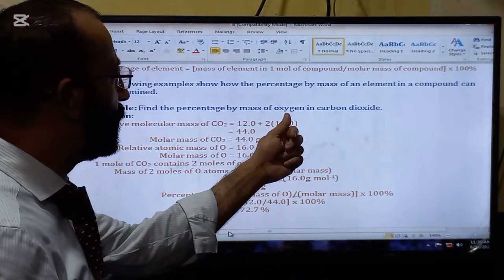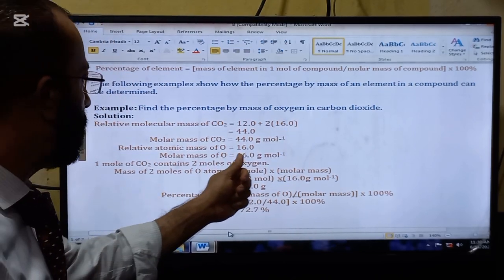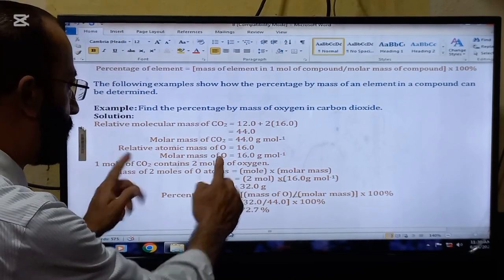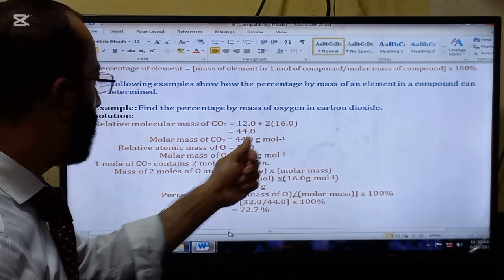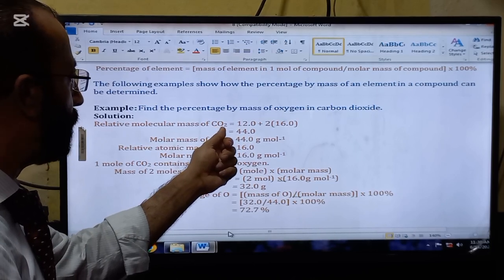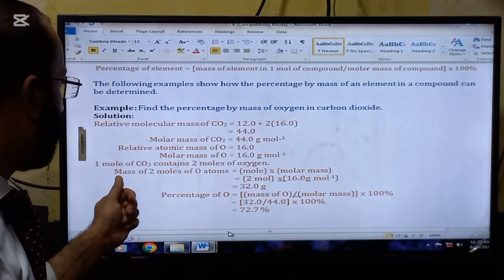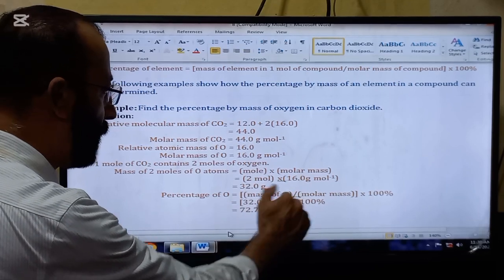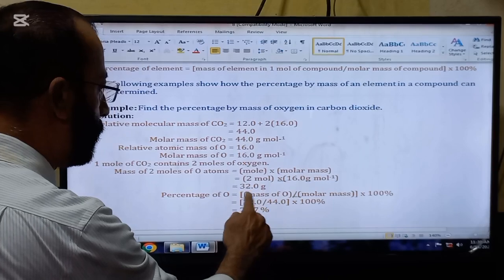Likewise, for the thing which is required, the same steps will be followed. So the relative atomic mass of O is 16 and the molar mass of O is 16 gram per mole. Only the line is different. Now, because oxygen is the requirement and there are 2 moles of oxygen atoms in a mole of CO2, 1 mole of CO2 contains 2 moles of oxygen. So the mass of 2 moles of the O atoms will be equal to mole multiplied by molar mass. Because 2 moles are there and molar mass is 16, 16 into 2 is 32 grams.